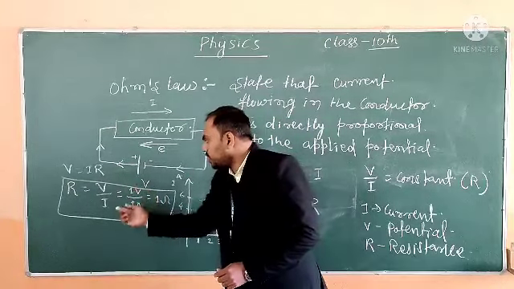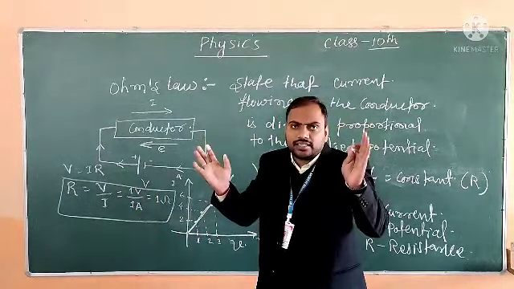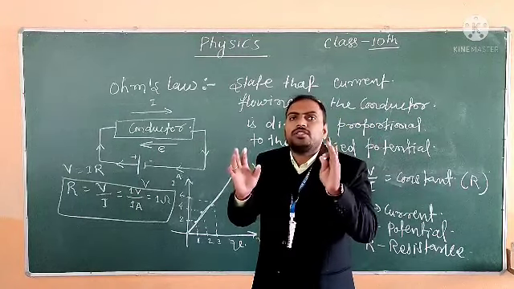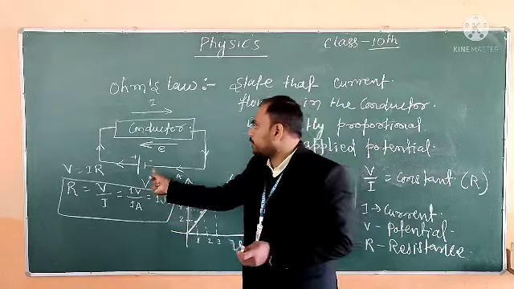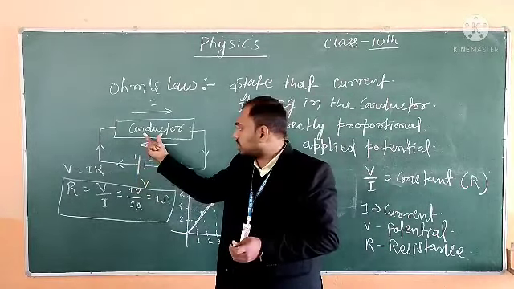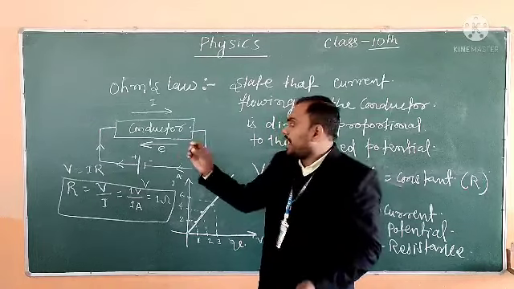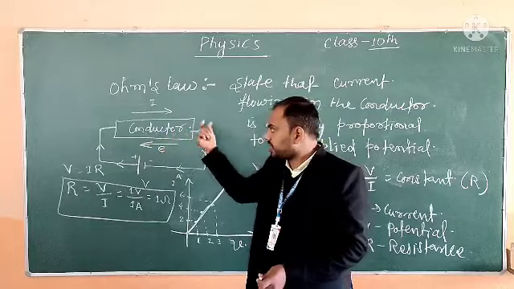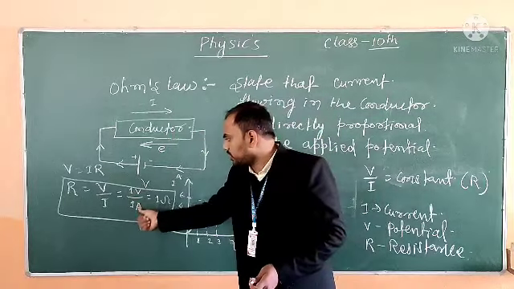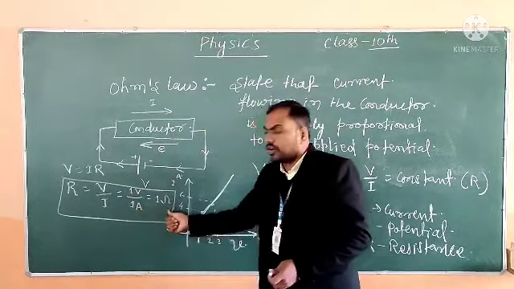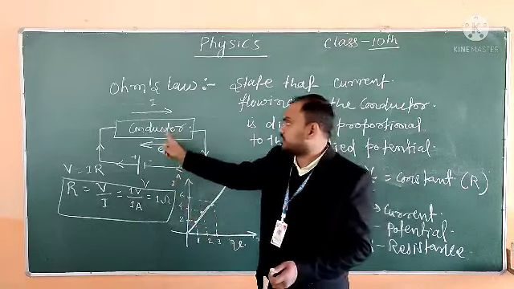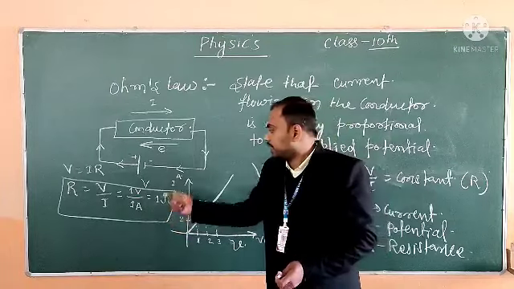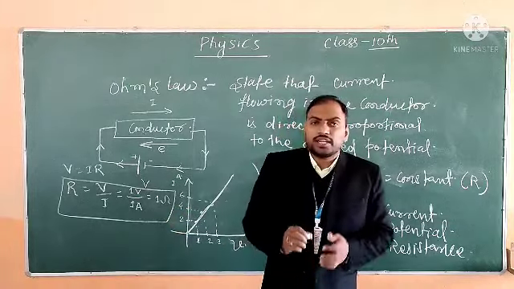Once again, 1 ohm. When a potential of 1 volt is applied across the conductor, and 1 ampere current is flowing through the conductor, this will offer 1 ohm resistance. I hope that you get it.